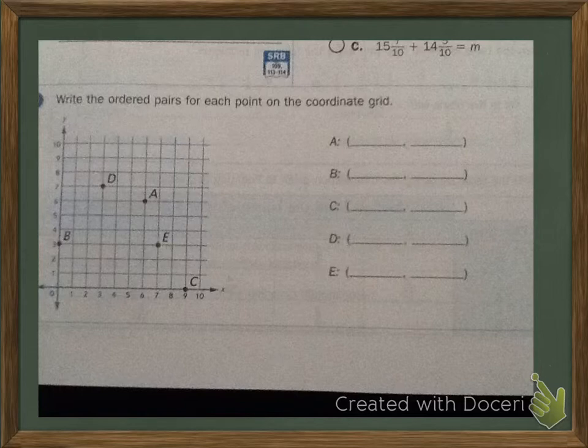So first we have A, so we look at our X is 6, our Y is 6. B, our X is 0, and our Y is 3. C, our X is 9, and then we go up 0, so our Y is 0. D, we look at our X, which is 3. We look at our Y, 7. In E, our X is 7, and our Y is 3.